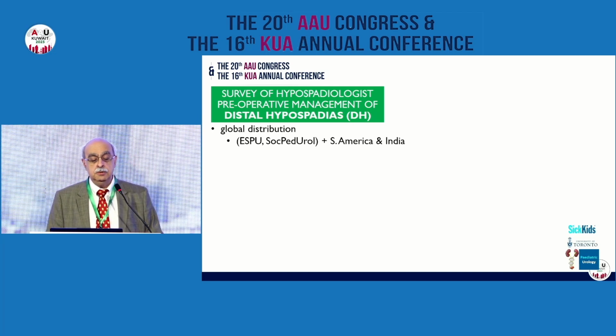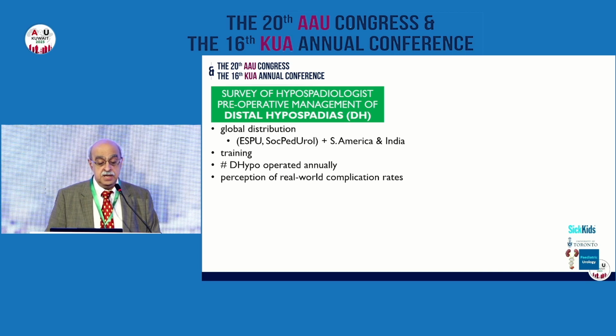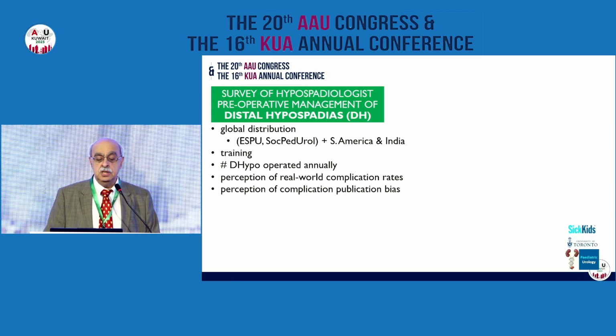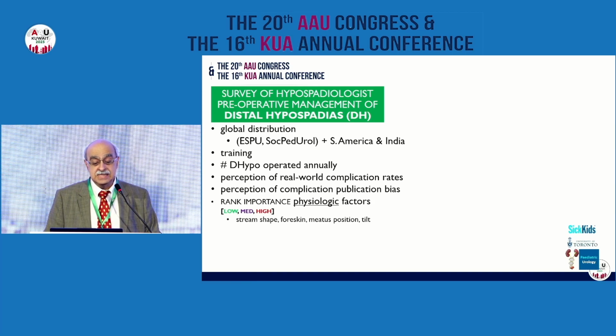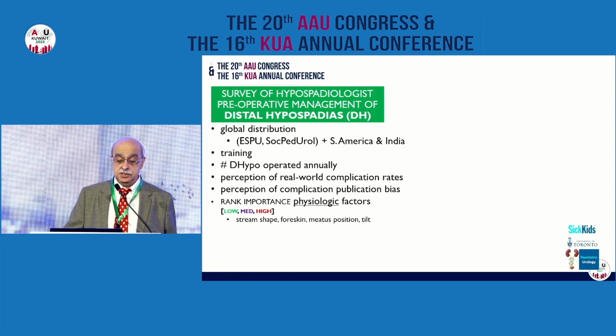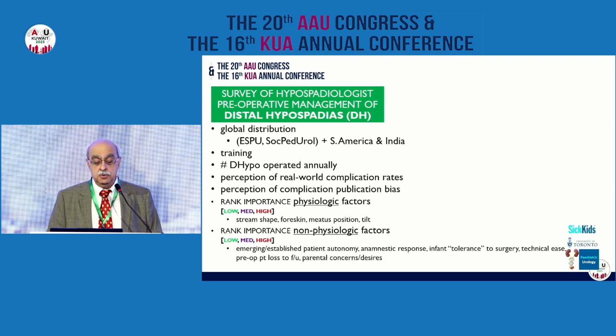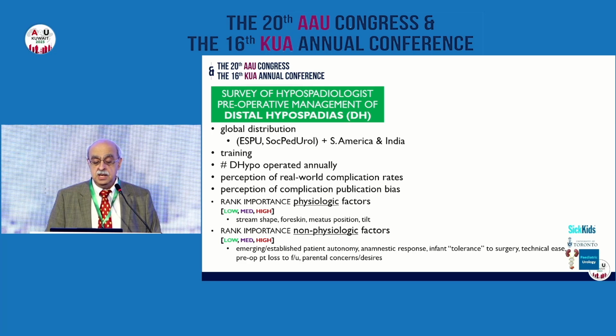This was done globally through largely the ESPU and the Society for Pediatric Urology, as well as some respondents from South America and India. We looked at training level, the number of hypospadias operated annually, the perception of real-world complication rates, and the perception of complication publication bias. And we asked respondents to rank importance of physiologic factors, such as the shape of the stream, the foreskin, the meatus, and the importance of non-physiologic factors, such as emerging or established patient autonomy, the anamnestic response to surgery, et cetera.